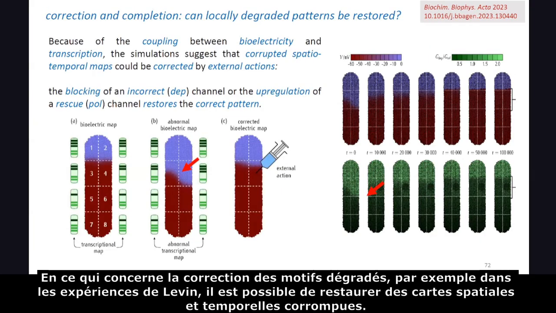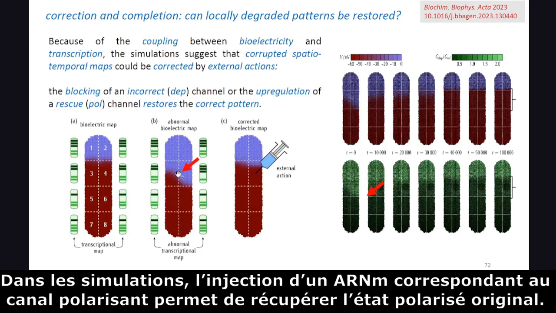If you go to correction of degraded patterns, which is also very interesting, for instance, Levin's group experiments have found the possibility of restoring characteristic spatial-temporal maps. For instance, in these simulations with Michael Levin, we try to recover the original polarized state of this region in this model aggregate by an external action, for instance, injection of an mRNA that gives the protein corresponding to the polarizing channel.